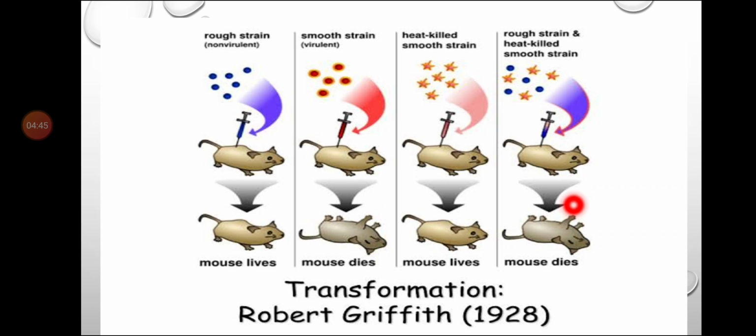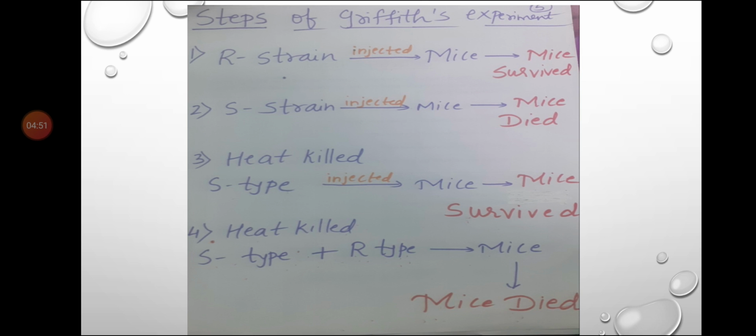So there was further research that was done in this experiment. Okay, I repeat the steps. You can see here R strain is injected into the mice. The mice survived. That means R strain is non-pathogenic.